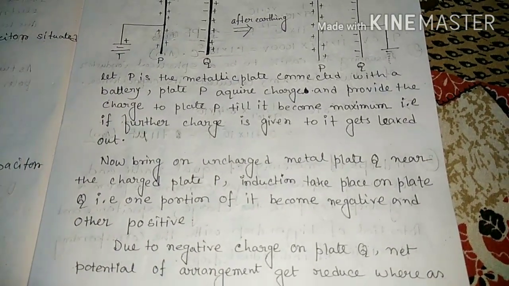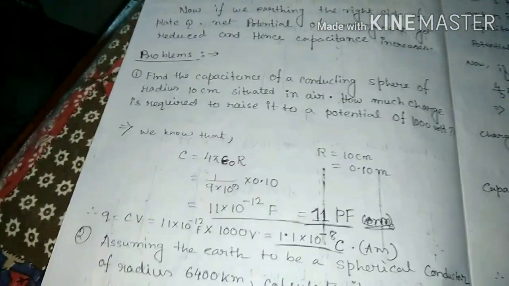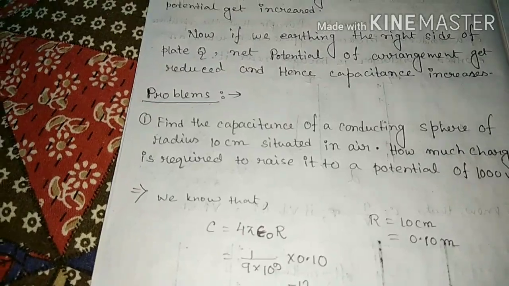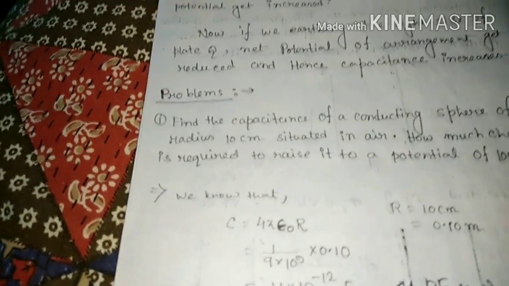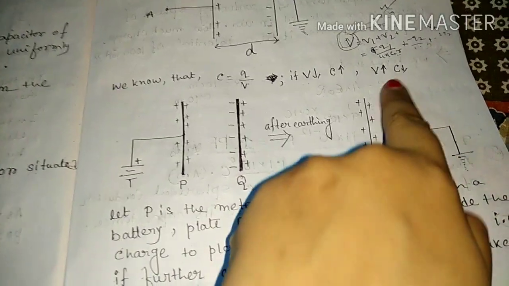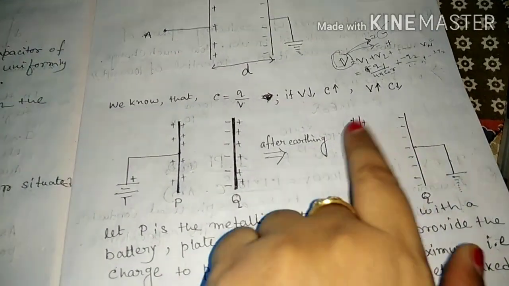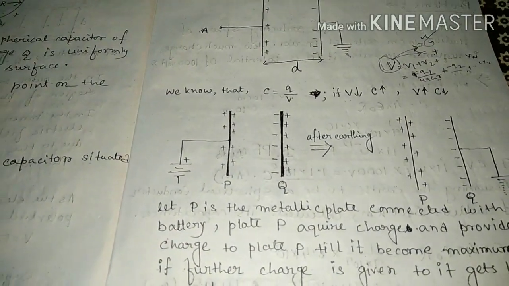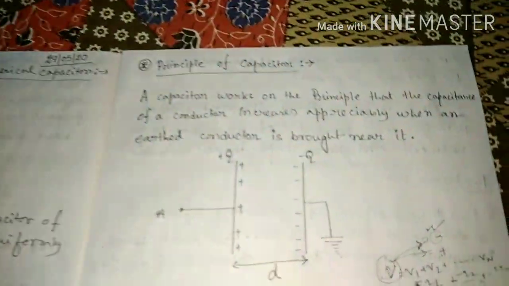Due to the negative charge on Q, the net potential of this arrangement gets reduced, whereas due to the positive charge, the net potential is increased. So now if we earth the right side of plate Q, then the potential of the arrangement gets reduced and hence capacitance increases. After earthing, no positive charges are there, so only due to the negative charges the potential decreases. If potential decreases, the capacitance of this arrangement will increase. Understood? So this is the principle of a capacitor.